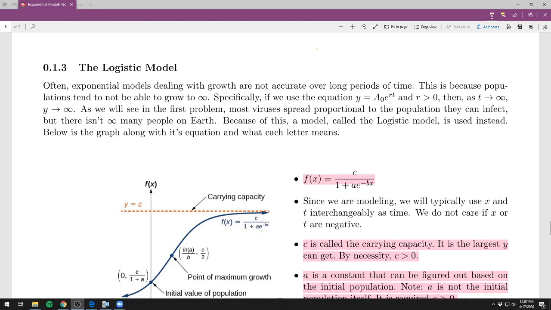So I have some background here as to what kind of problems you'll see with logistic models. But I want to show you the shape, the formula, what goes on with them, and then we'll see the problems that go along with it. Most things that have a maximum ability to grow, like a virus spreading, it can only affect so many humans because there are only so many humans. It'll follow a logistic model.